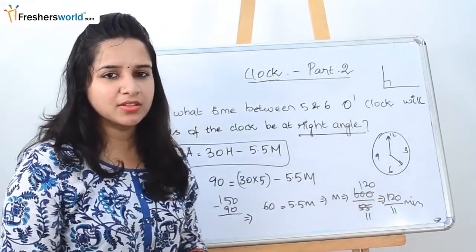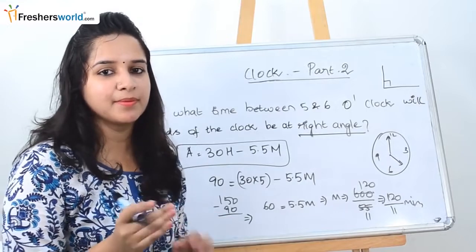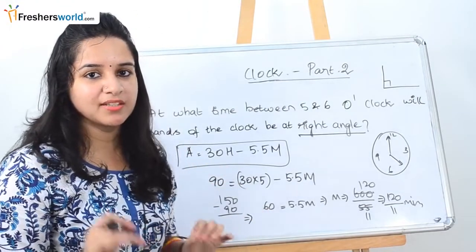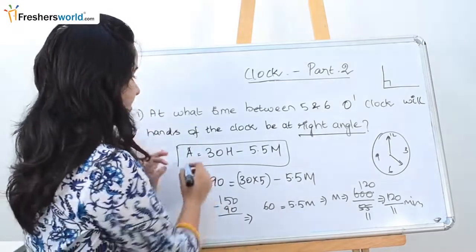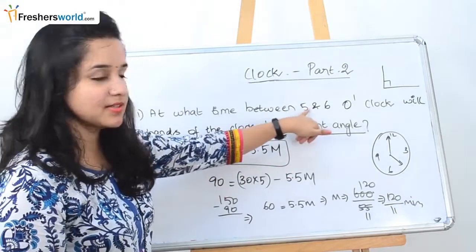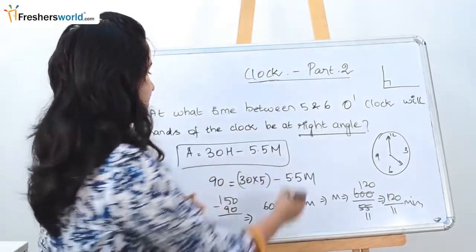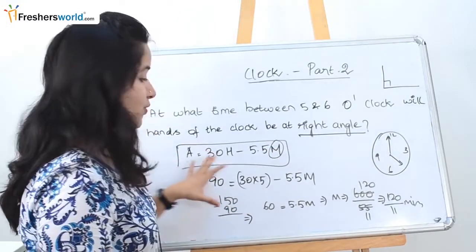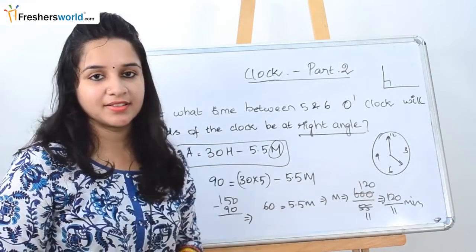So if you are a person who doesn't want to remember the gain and gain before and after and all, just remember this formula. A is equal to 30h minus 5.5 m. So A is nothing but the angle that they have asked and h is nothing but your starting time, that is 5, and 5.5 m. M is nothing but the time at which they are at right angles. So you will substitute the values we know and we directly get the answer here.